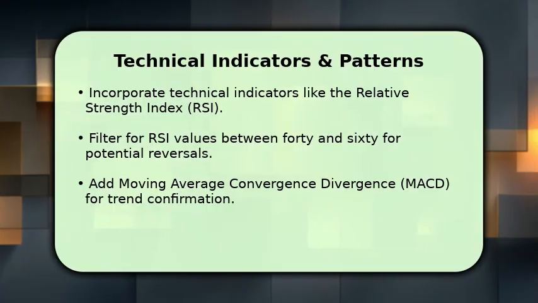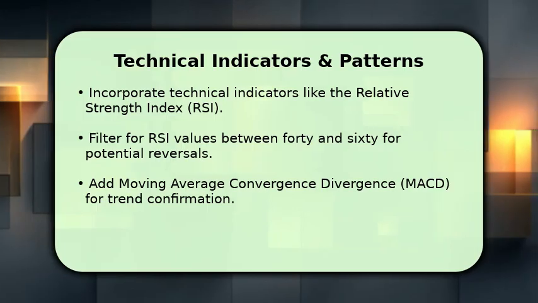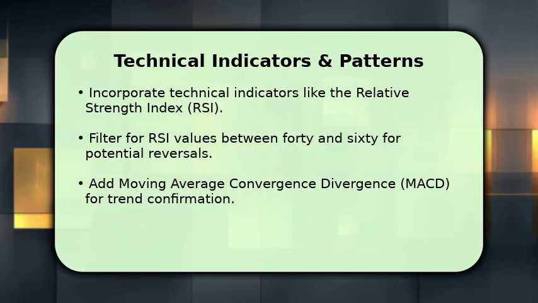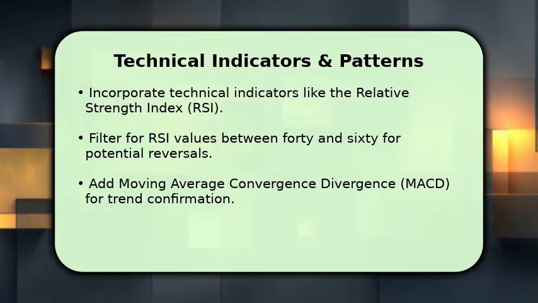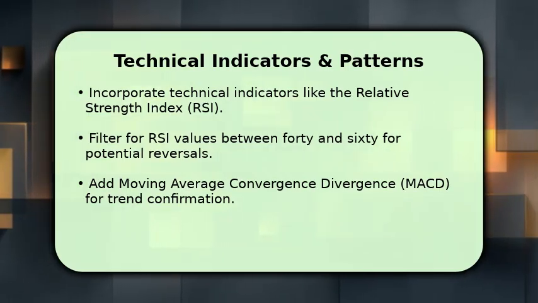Now, let's integrate technical indicators to pinpoint strong setups. Add the Relative Strength Index, or RSI, and filter for values between 40 and 60, which often indicates a stock is neither overbought nor oversold, suggesting potential for a reversal.